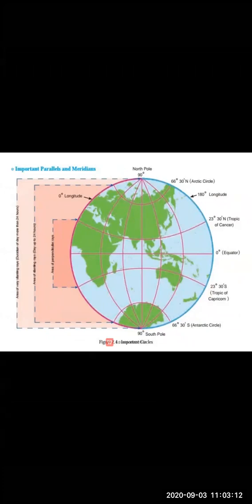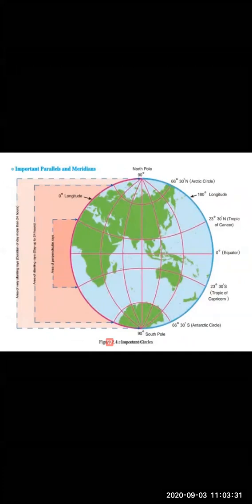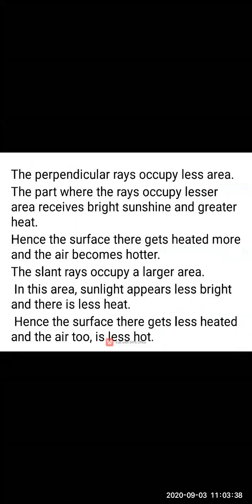What will be the effect of the rays which are perpendicular and the rays which are falling in a slanting direction on the earth? The perpendicular rays occupy less area. Children, the perpendicular rays occupy less area. The part where the rays occupy lesser area receives bright sunshine and greater heat.